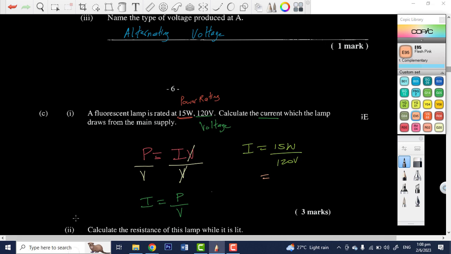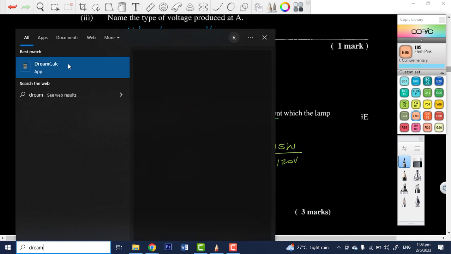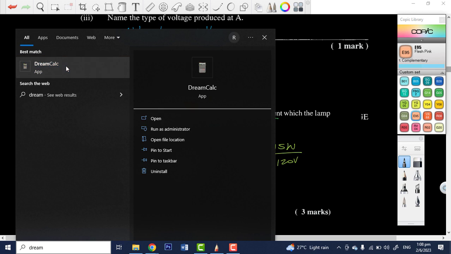Now, in the question, we're given some information. We're given the power, P, as 15 watts, and the voltage is 120 volts. So then, doing that division, what do we get? Something with 9 in it, 0.9 or something. Is that 0.9? 0.1 something. 0.1 what? 0.125. Alright, so let me write that down.